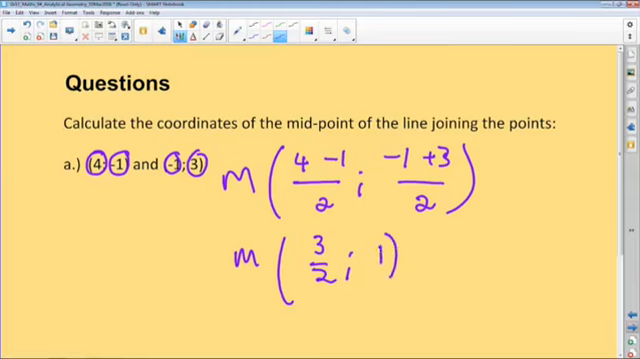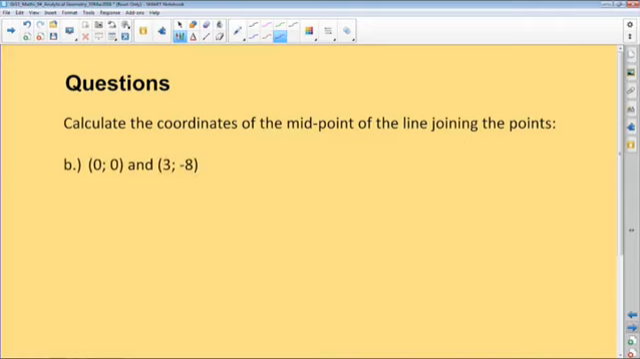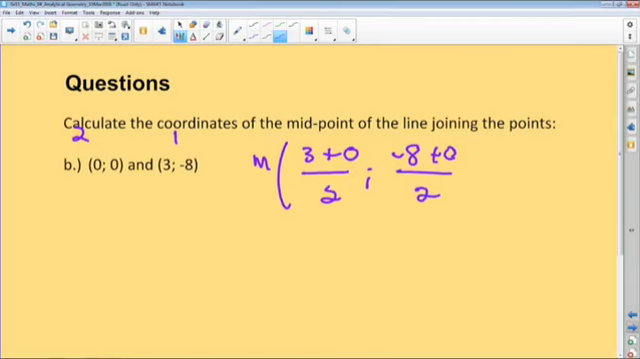Well done to you guys who got the 3 over 2 and 1. That is the correct answer. And now we look at the next problem. What's the point halfway between (0, 0) and (3, minus 8)? So you've got your M bracket. Let's say this is your 1 and that's your 2. So you've got 3 plus 0 over 2, and minus 8 plus 0 all over 2. So your M is 3 over 2 and negative 4. So the midpoint of (0, 0) and (3, minus 8) is 3 over 2 and minus 4.